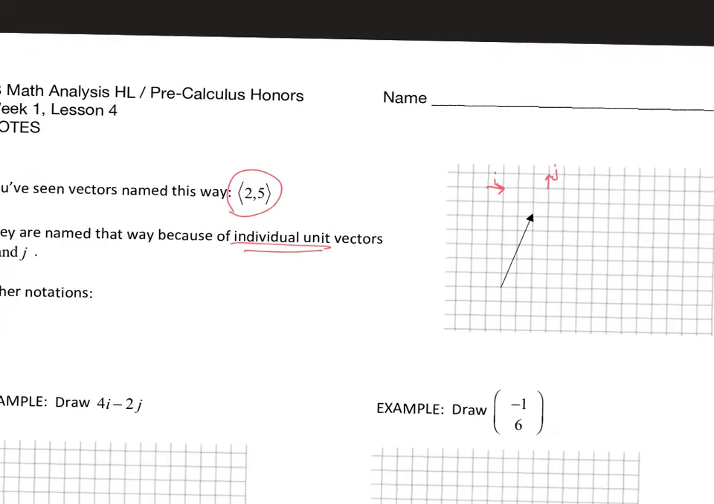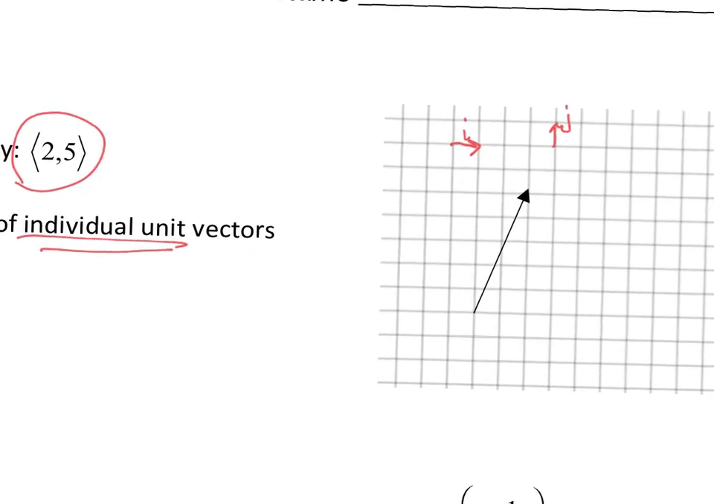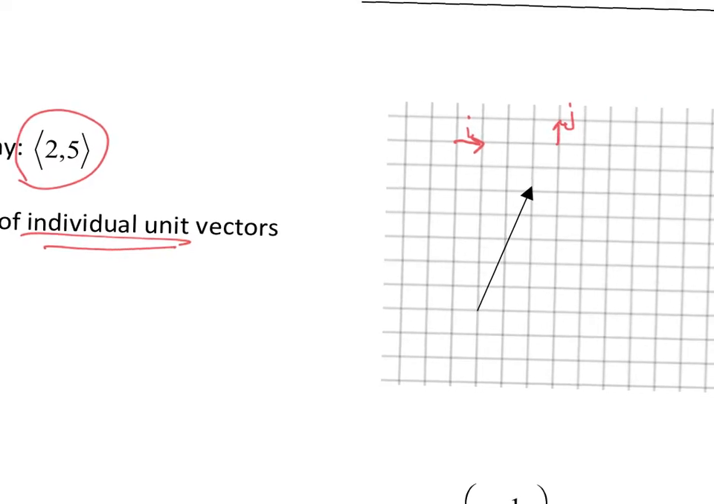So let me zoom in a little bit. On this one, if you're looking really close, this would be an I and another I, and then 1, 2, 3, 4, 5 J's. All right, so that's why that particular vector is named 2, 5.